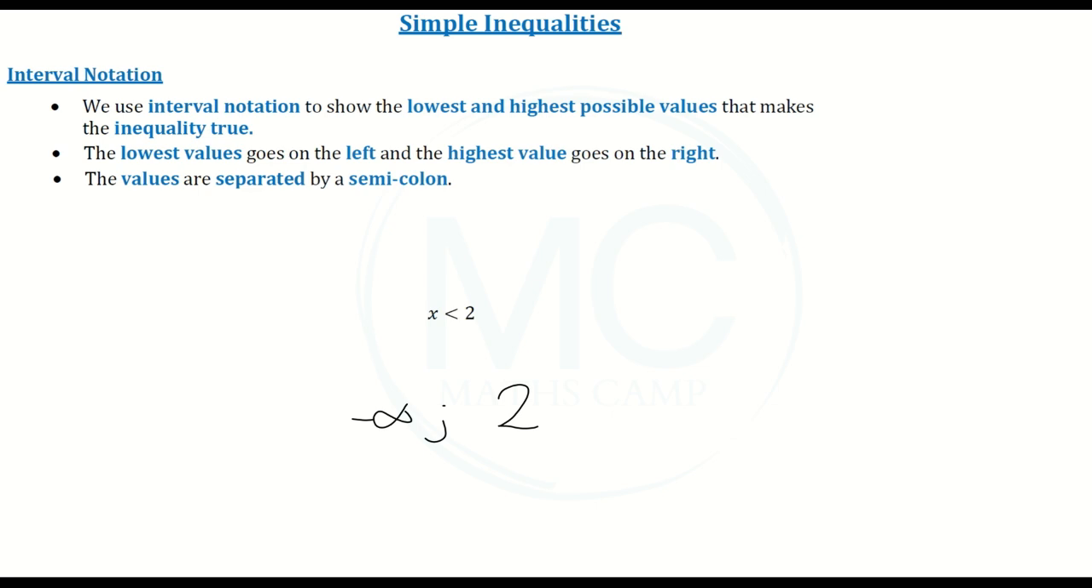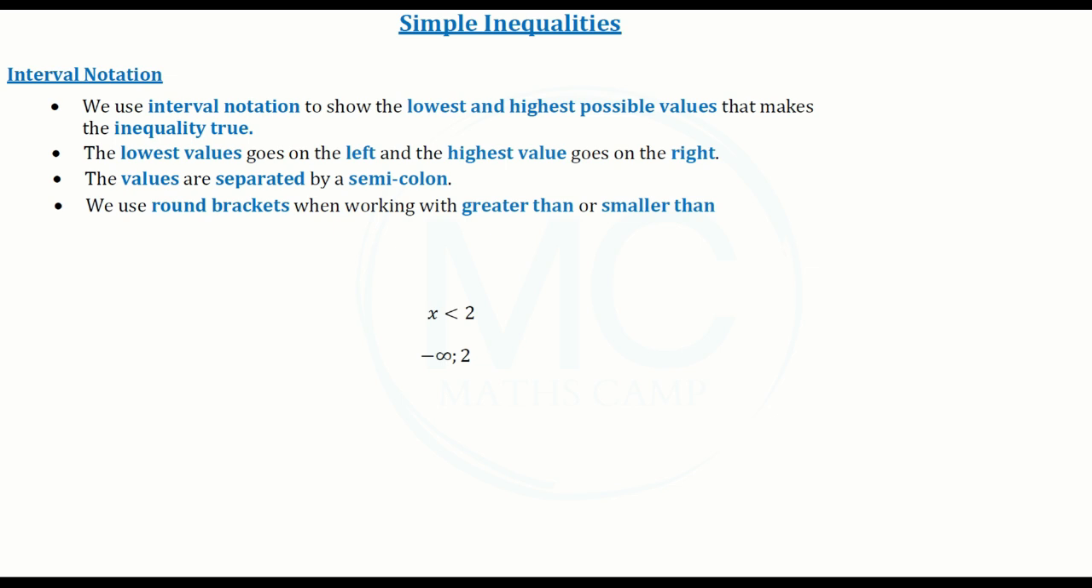Now we need to look at our brackets. X is smaller than 2, but this does not necessarily mean that the highest value of x is 1. X could be 1.9999999 forever. It just can't be 2. So when working with interval notation, we use a round bracket if we're working with greater than or less than. This tells us that x can be any possible value smaller than 2, but it does not include 2 itself.